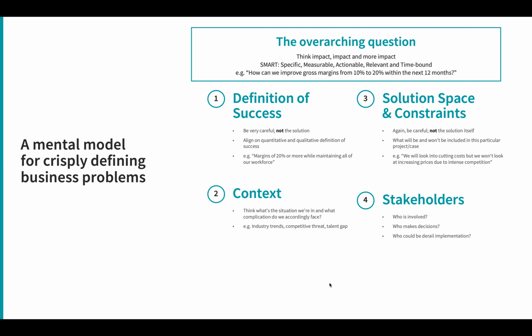And then the third thing that goes within that mental model of defining a problem is you want to understand what the solution constraints and sort of space are. And again, not the solution itself, but what are the boundaries of the solution that we're going to be solving for. So for example, we will look into cutting costs, but we won't look at increasing prices because of intense competition nowadays. That could be a very good definition of the solution space and its constraints.